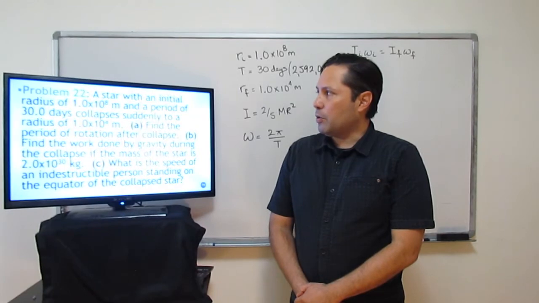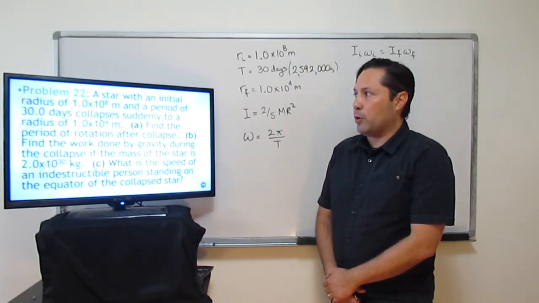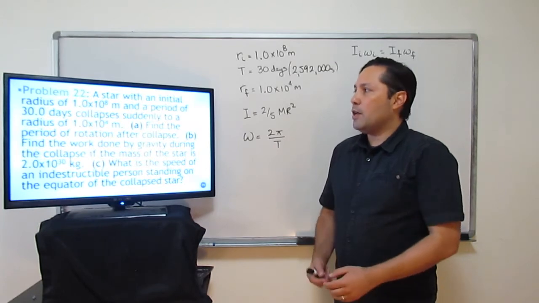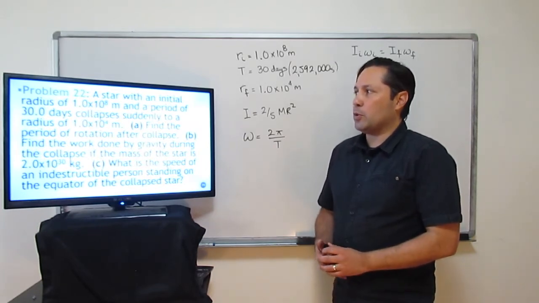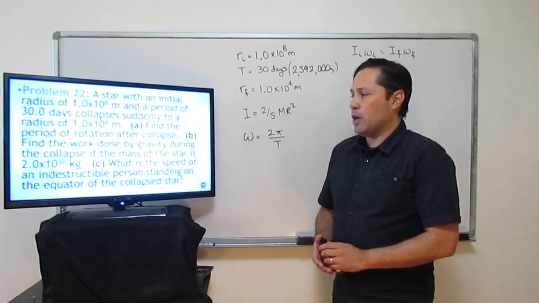Let's take a look at problem number 22. In this problem, it says a star with an initial radius of 1.0 times 10 to the 8 meters and a period of 30 days collapses suddenly to a radius of 1.0 times 10 to the 4 meters. Find the period of rotation after the collapse.